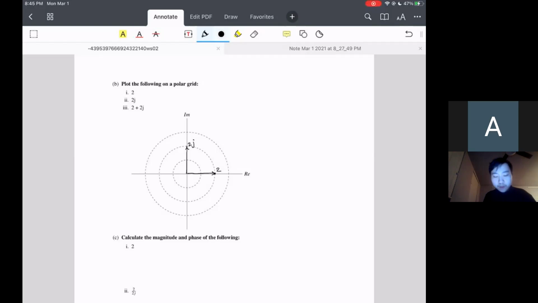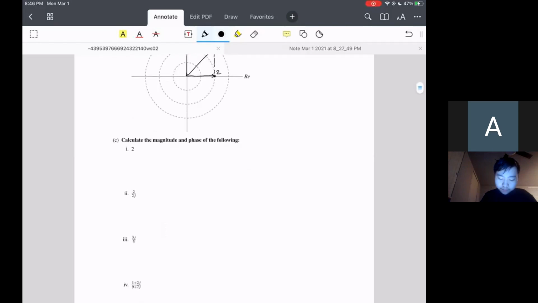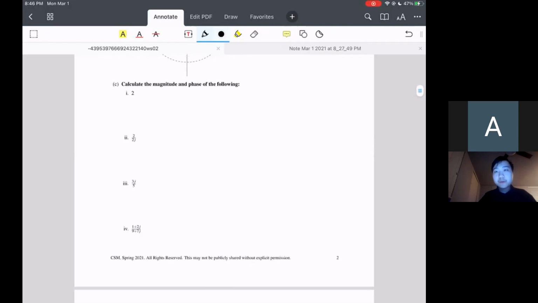All right, so for the third question, we're asked to plot 2 plus 2j on a polar grid. So in terms of the rectangular form, the coordinates would just be 2, 2, right? So this would just be 2, 2. All right, and that concludes our solution for part B. Okay, off to part C.